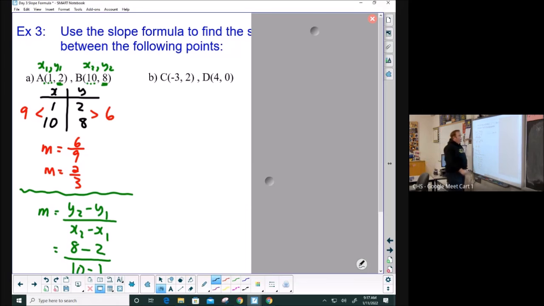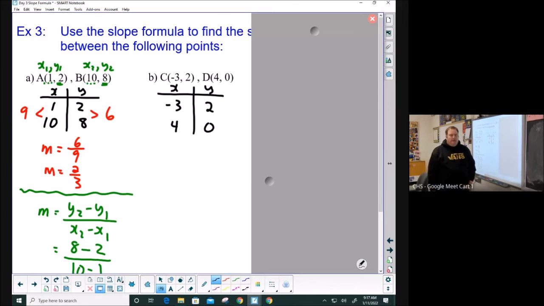So we're going to write down our coordinates in a little table. First coordinate is negative 3, 2, and the second coordinate is 4, 0. In this one, finding our delta y and our delta x might be a little bit trickier. And this is where we've got to be careful. So if I'm going from 2 to 0, first off, am I getting bigger or smaller going from 2 to 0?